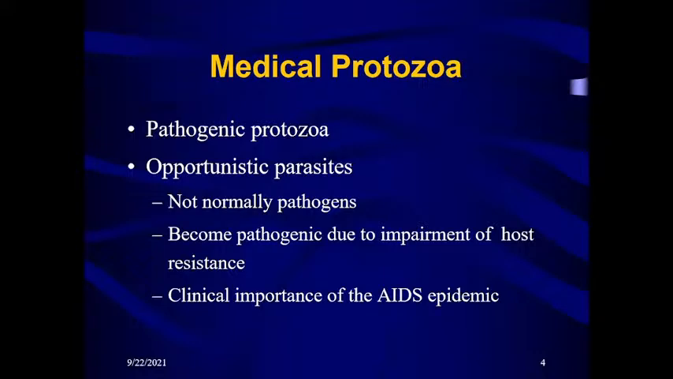Pathogenic protozoa, majority of them are opportunistic parasites. They are not normally pathogens, but they become pathogenic due to impairment of host resistance. And here you have clinical importance in the HIV or AIDS patients.